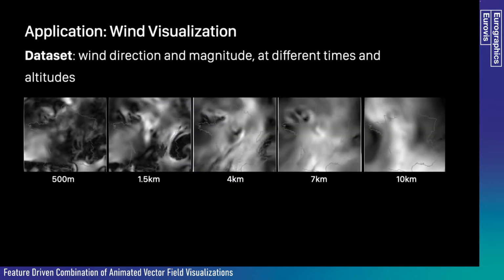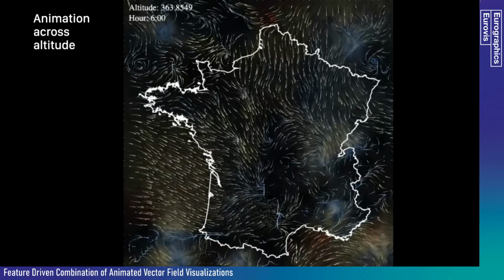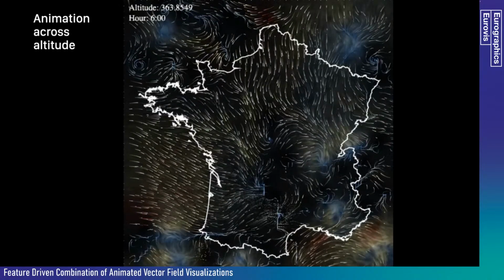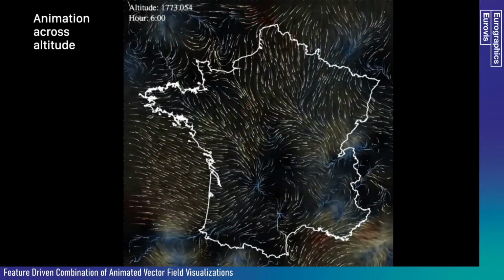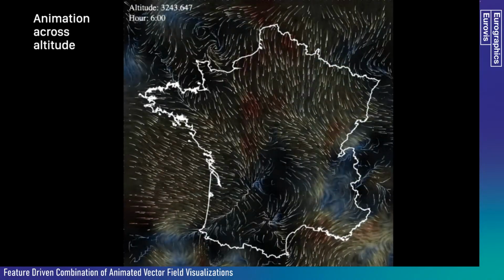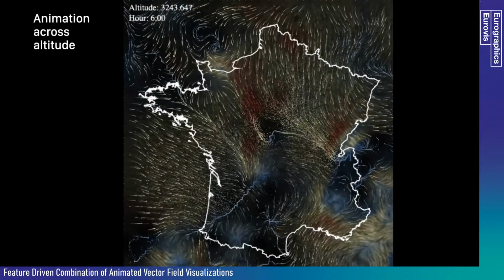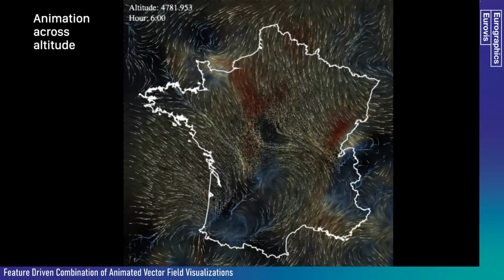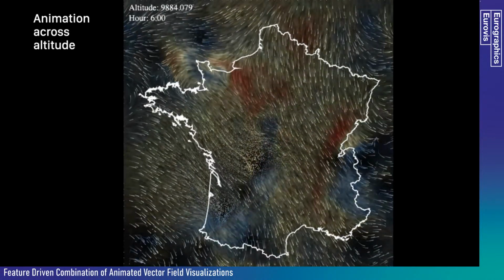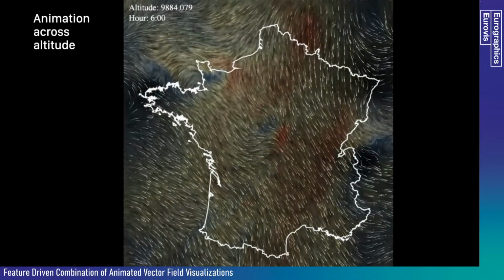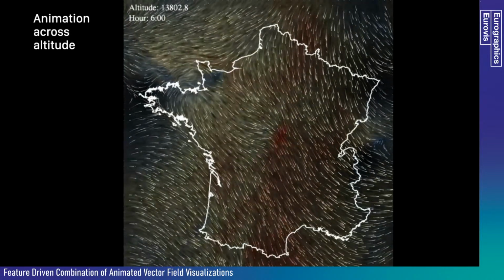To demonstrate the technique, we create a visualization using real data coming from a wind dataset, depicting the wind direction and magnitude. Here we have images showing the magnitude of the wind at different altitudes. Thanks to this technique, we can transition gradually between different altitudes, and this helps us understand different weather patterns. For example, we see that at low altitude there are a lot of local flow patterns, but at higher altitude the flow patterns are sparser, but the wind magnitude is stronger.